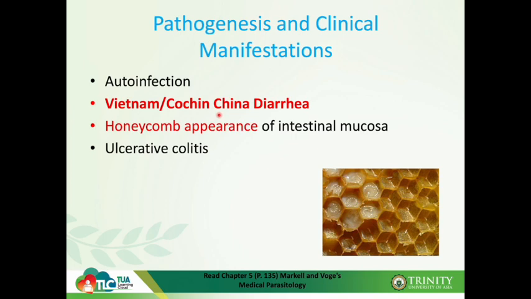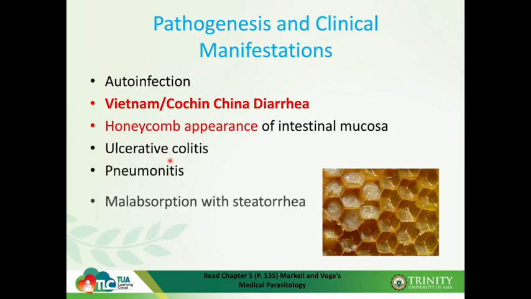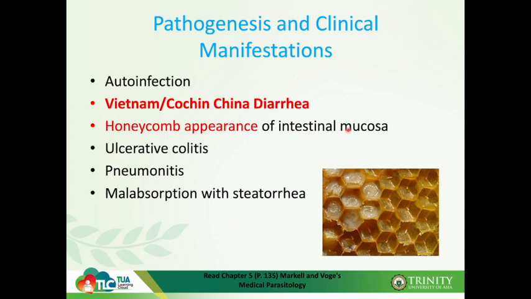Strongyloides nematodes are very powerful. So, they can also cause ulcers. That is why they create a honeycomb appearance of the intestinal mucosa. They can also cause ulcerative colitis. When they are in the lungs, they can also cause pneumonitis. And because the intestinal mucosa is already damaged, it can cause malabsorption with steatorrhea.